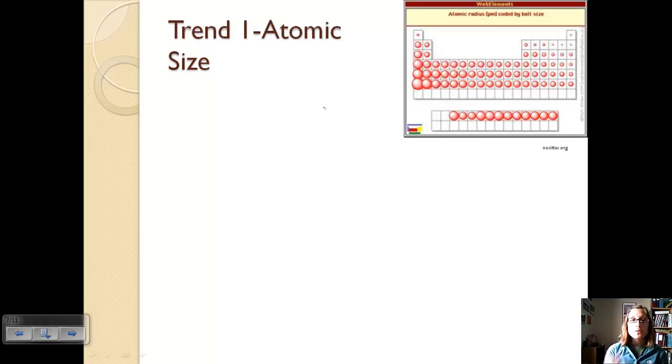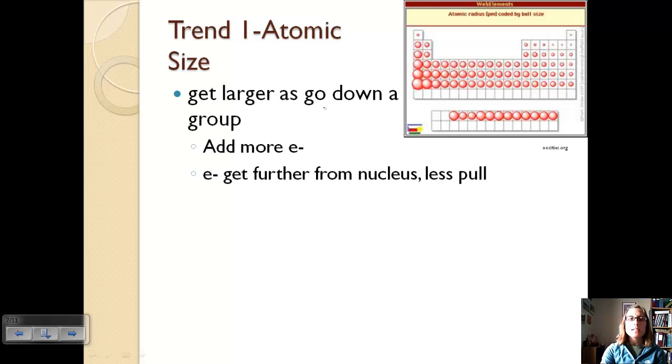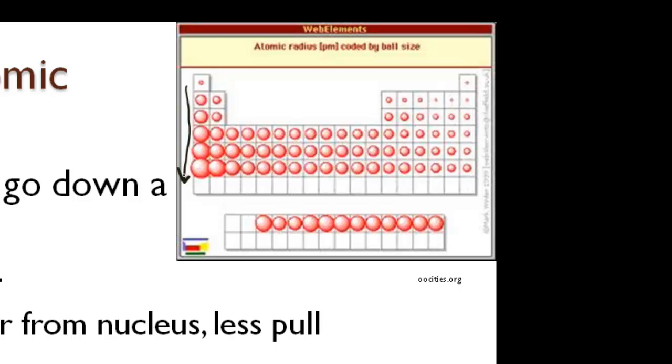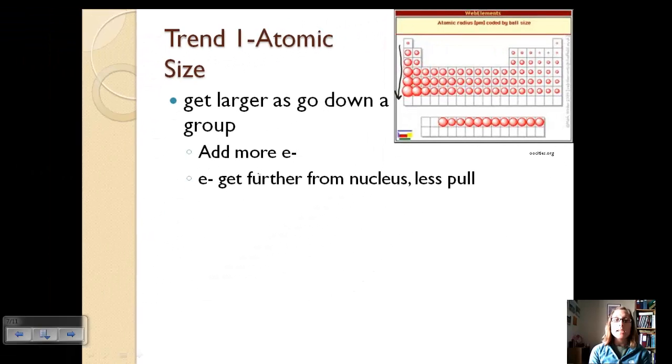So this relates to certain trends that we see on the periodic table. The first one that we're going to look at is atomic size. As we go down a group, this direction, our atoms get larger, and you can see from this picture that we've got the biggest atom at the bottom here. This is because we're adding more electrons. Okay, and as the electrons get further from the nucleus, there's less pull by the nucleus. They're not as pulled in, and so they take up more space.